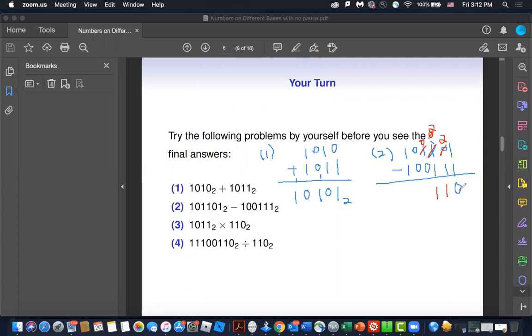Then our base is 2 again. So that is the second one. Okay, the third one, multiplication. 1, 0, 1, 1 multiplies, remember, line up, 1, 1, 0.